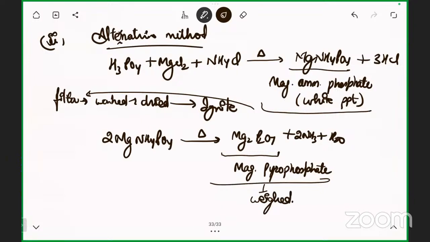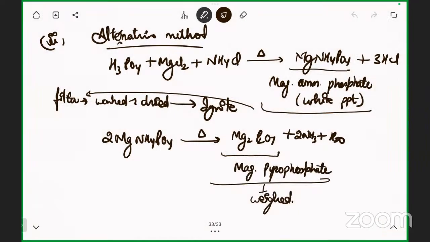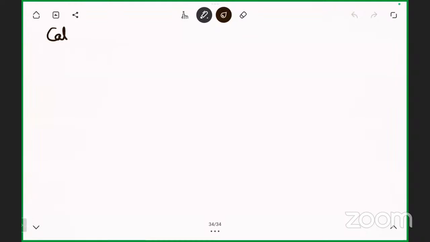Okay, now let's discuss the calculation process. So you got the alternative method. In the first method we were using ammonium molybdate, and in the second method we are using magnesium chloride and ammonium chloride. Let's discuss the calculation. First, let's discuss the calculation on the basis of ammonium phosphomolybdate.